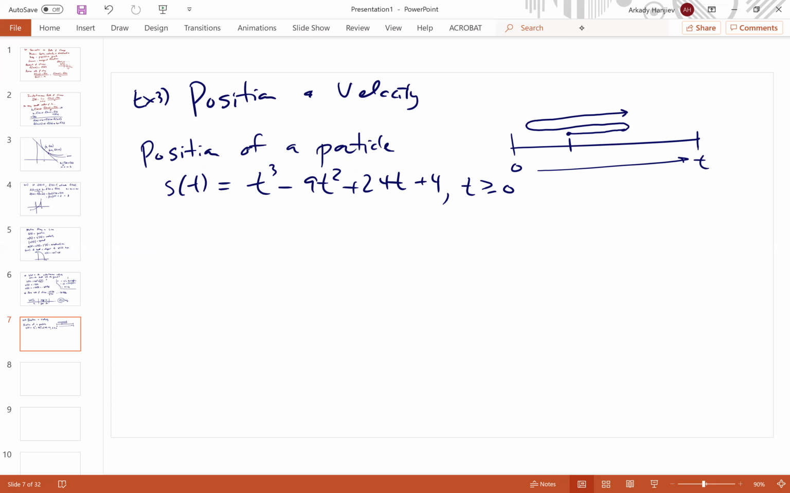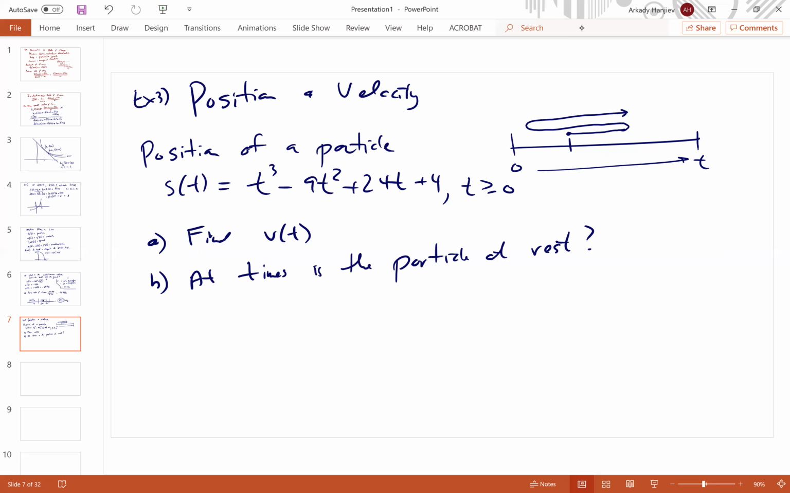So there's my equation for a particle, again, going to the positive side, which is to the right, or the negative side, which is left. And so we're going to actually eventually graph this. So what we want to do is find v of t. Let's find our velocity function here. Then I want to know what times is the particle at rest. What times is the particle at rest?